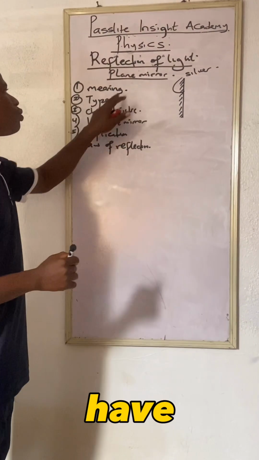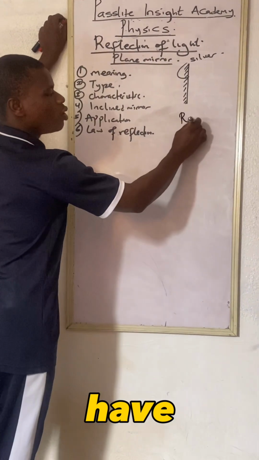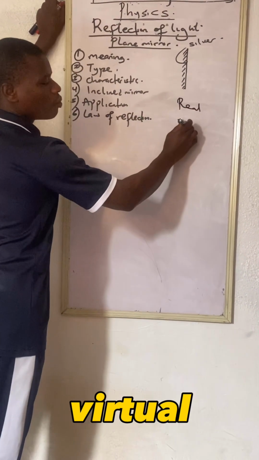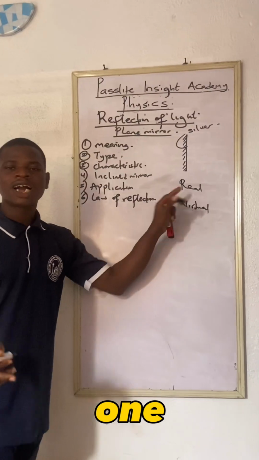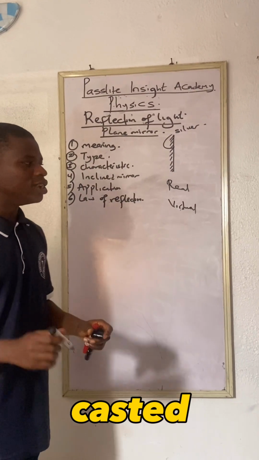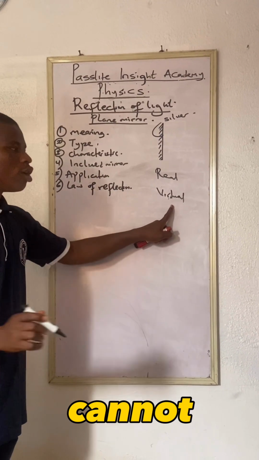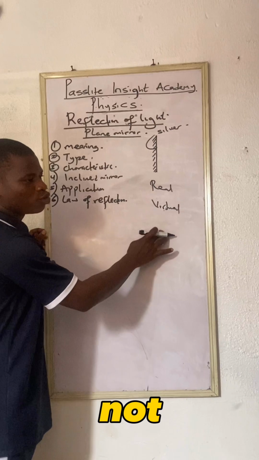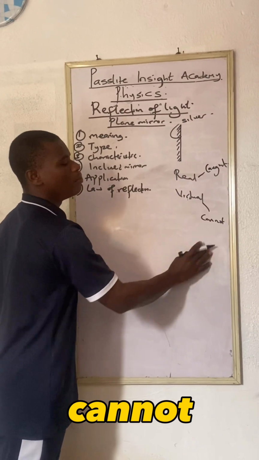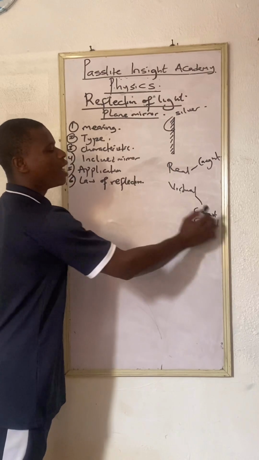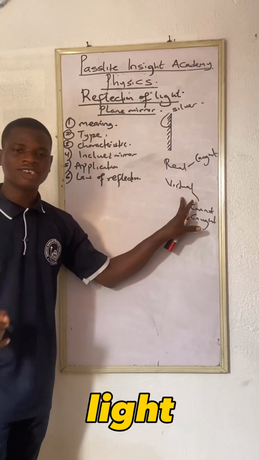Then we have the types of image. We have the real one and we have the virtual one. These are the two types of image that we have. The real one can be cast on a screen because light passes through it, while the virtual one cannot be cast on the screen because light does not pass through it. So that is the difference between them.